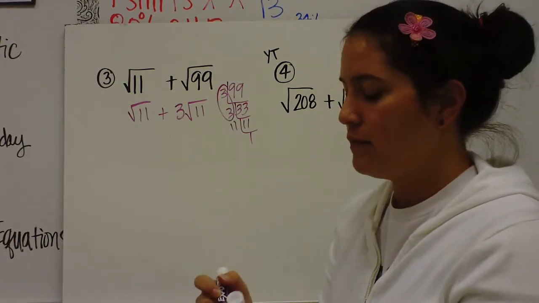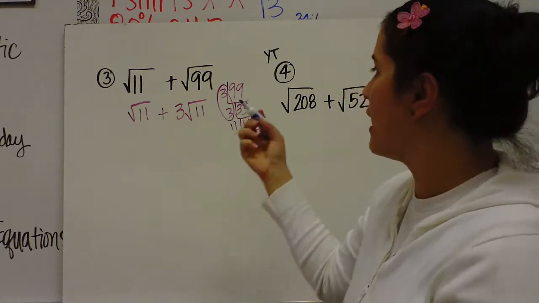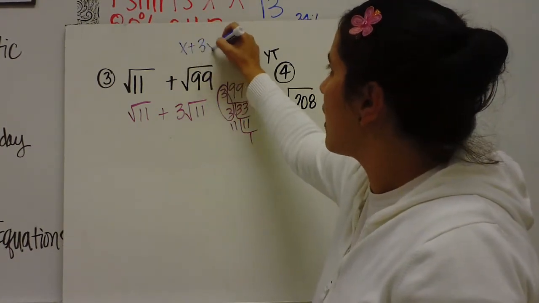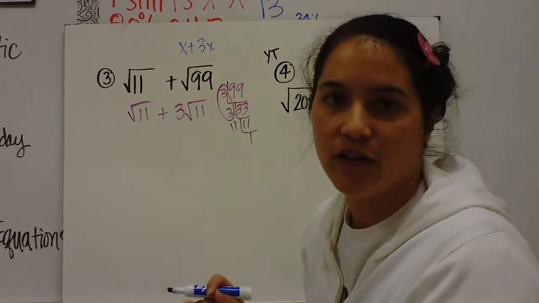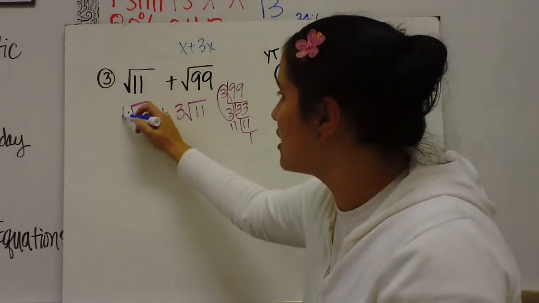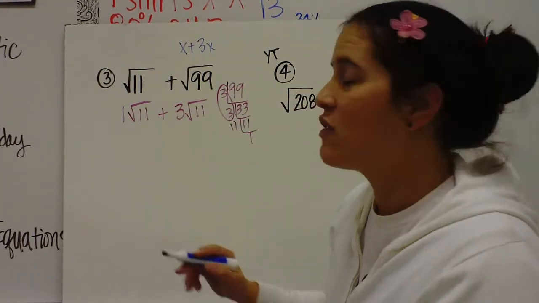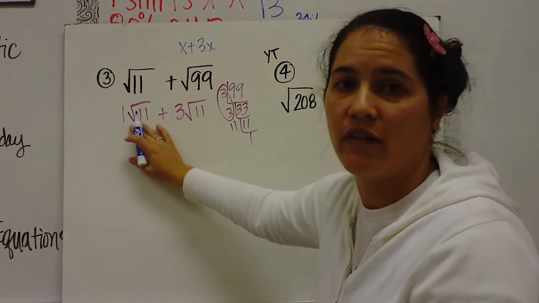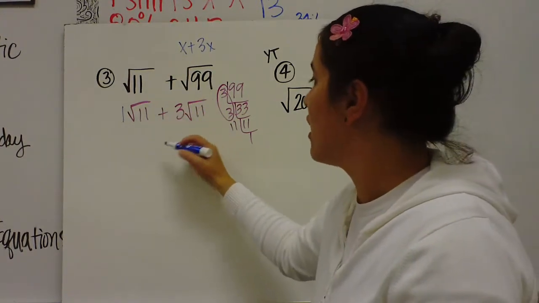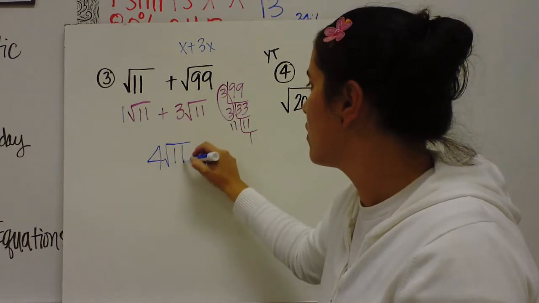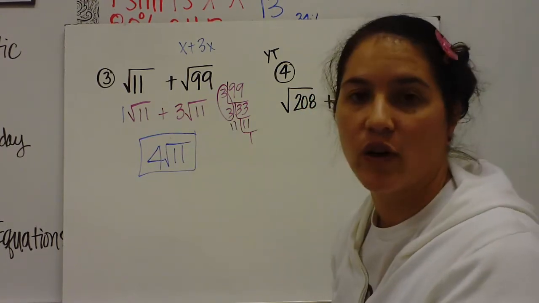So in this problem, just like with another problem, if you had x plus 3x, when you add that together, you would get 4x. The same thing happens here. That's kind of like a 1. So if I'm adding together 1 root 11 plus 3 roots 11, I would get 4 times the square root of 11.